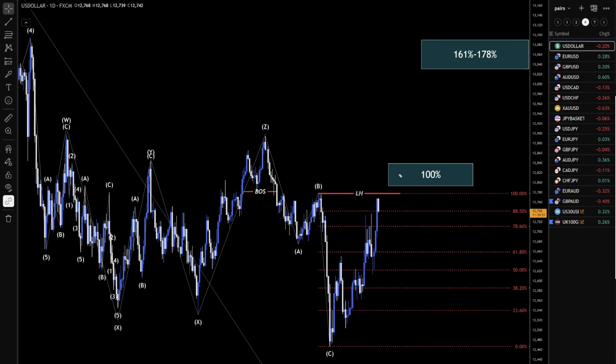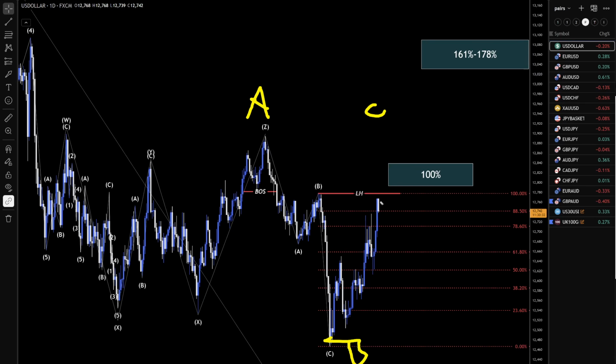the dollar pairs themselves. I still think that this is potentially three waves up for an A if we zoom out to the weekly, and then we have three waves down for a B. I think that we're currently either in a running or an expanding ABC pullback.